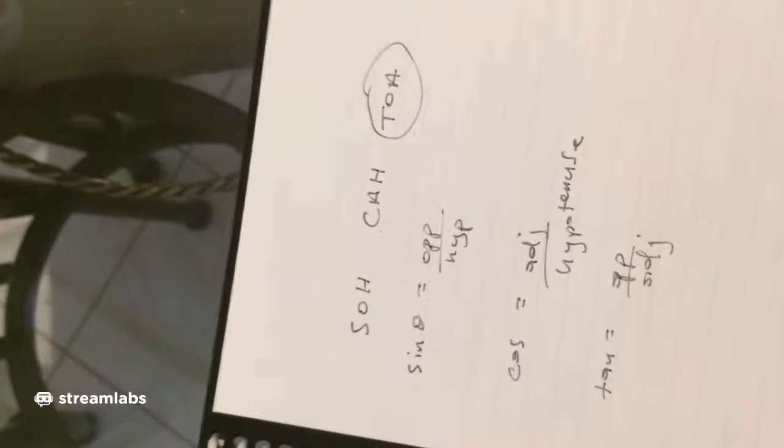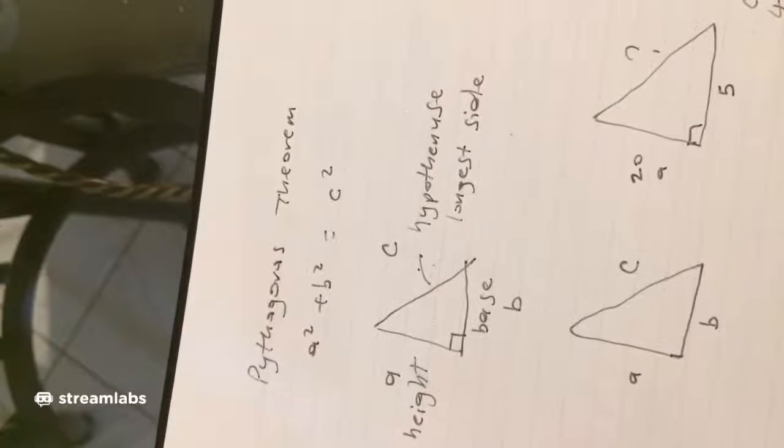Alright, so let me just go over the Pythagoras theorem really quick since you say you're lost. With Pythagoras, we were looking at finding a missing side. With trig ratios, we can find a missing side and we can find a missing angle.